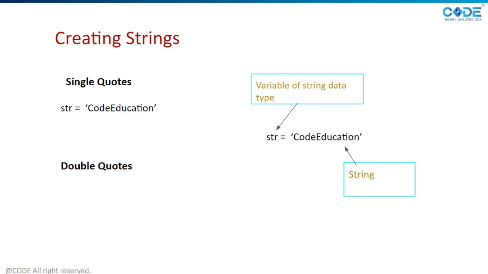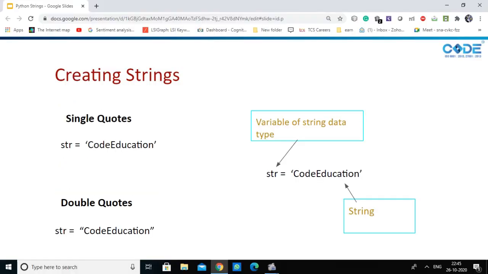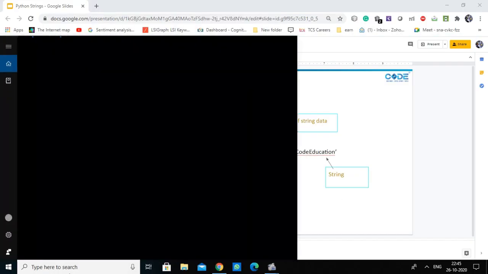Next, a string can also be enclosed within double quotes. So here is an example, str equals to code education within double quotes. Now let's move on to Python shell to do some practicals.